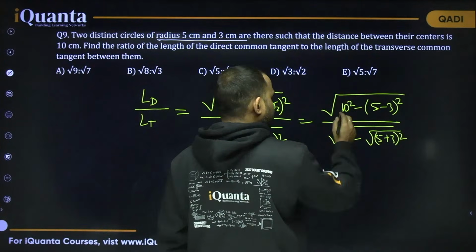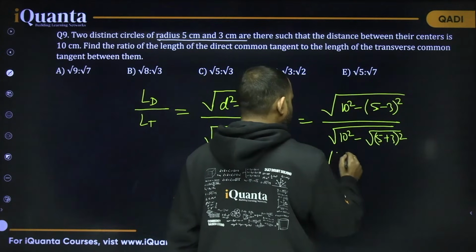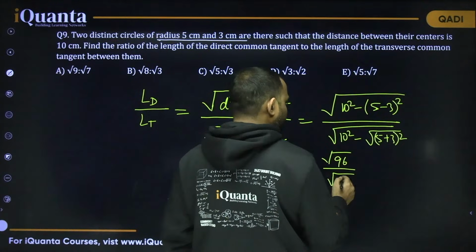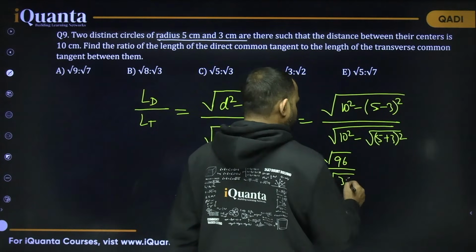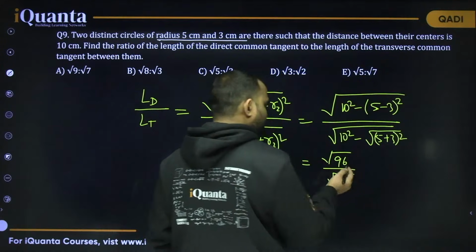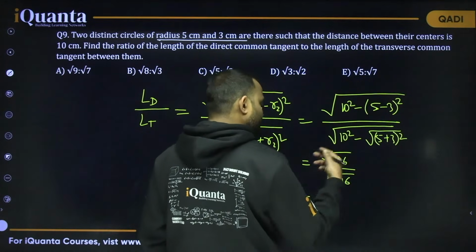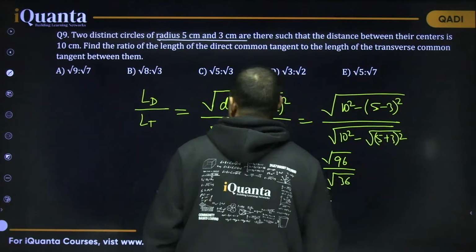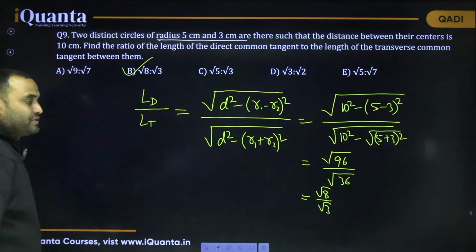So, this gives us 100 minus 4, that is equal to square root of 96, divided by square root of, this will become 64. So, this is 36. So, basically 12, 12. So, square root of 12 we can cancel out, we can get square root of 8 upon square root of 3. So, the answer is option B.